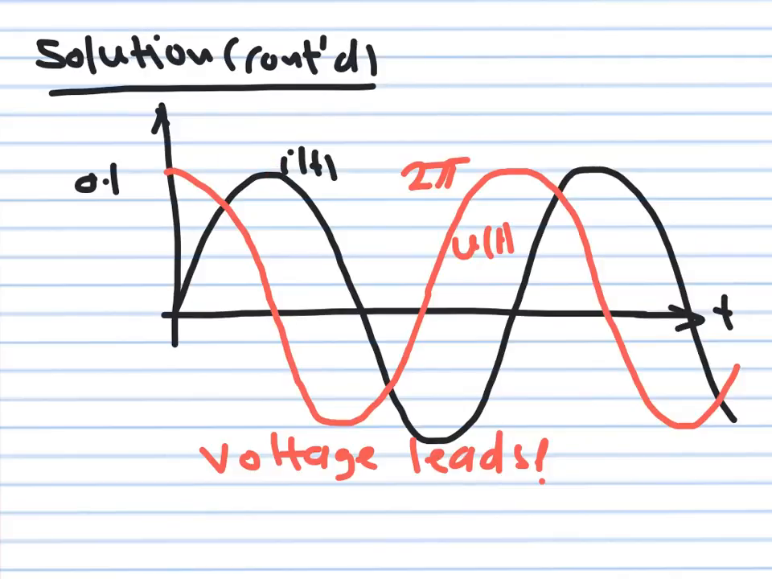Okay? So remember this, in an inductor, the voltage leads the current, when we have sinusoidal inputs, I mean. And for the capacitor, it is the other way around. It is the current that leads the voltage. Later, you will see this appearing when we analyze AC circuits, but keep this in mind for now.